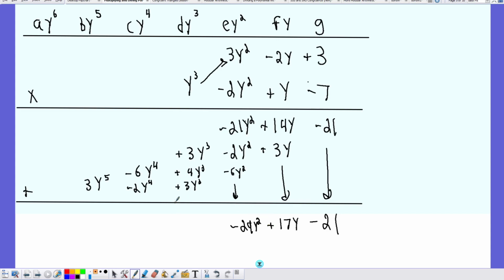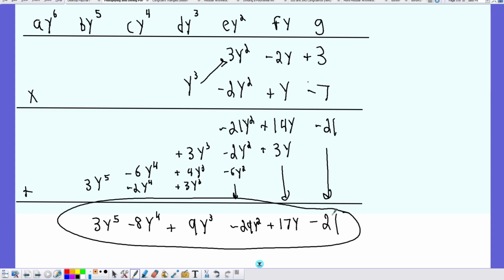Then my y to the third column. So that's 3 and 3 is 6, plus 4 is 9. So that's a 9y to the third. Plus, for the y to the fourth, it is negative 6 minus 2, which is negative 8y to the fourth. And then finally, my only term, 3y to the fifth power, is left over. And this gets me my simplified polynomial, done in a perhaps more organized manner.